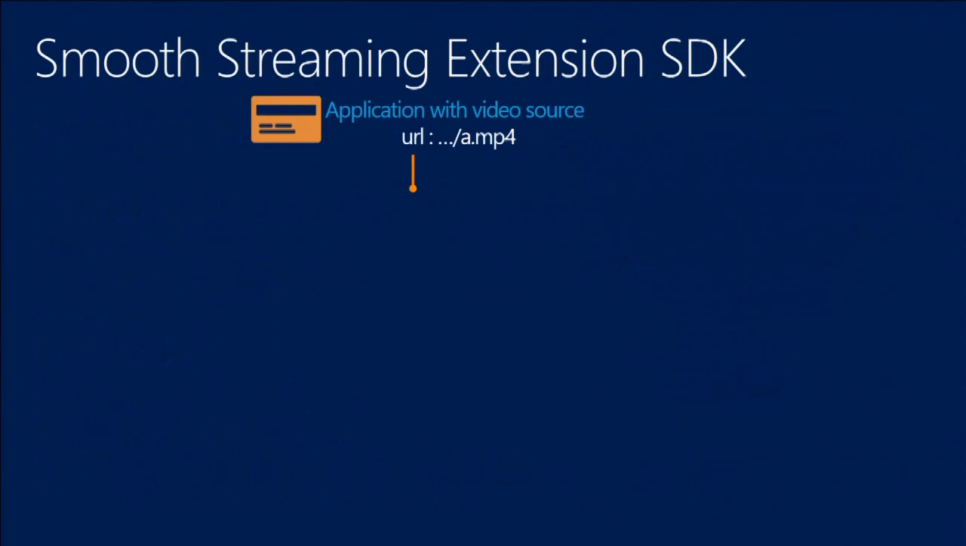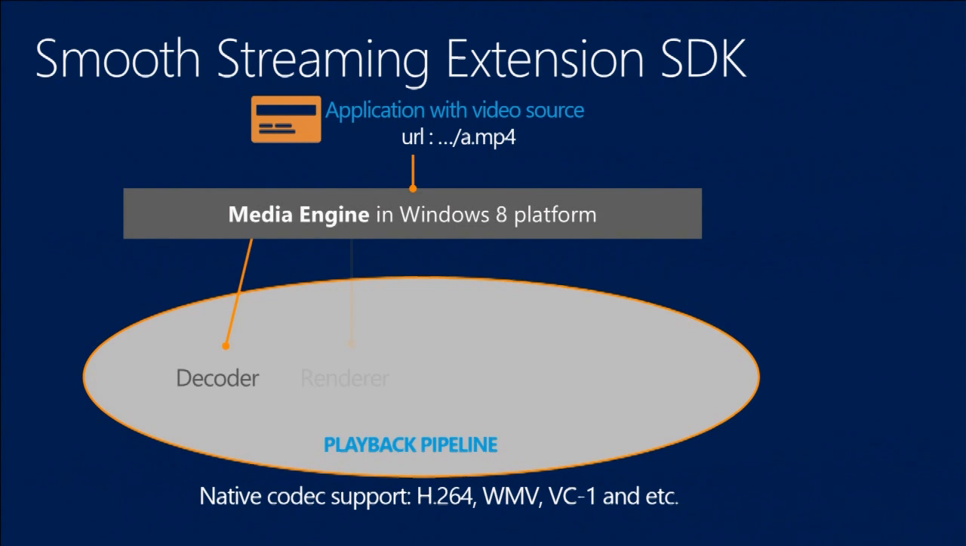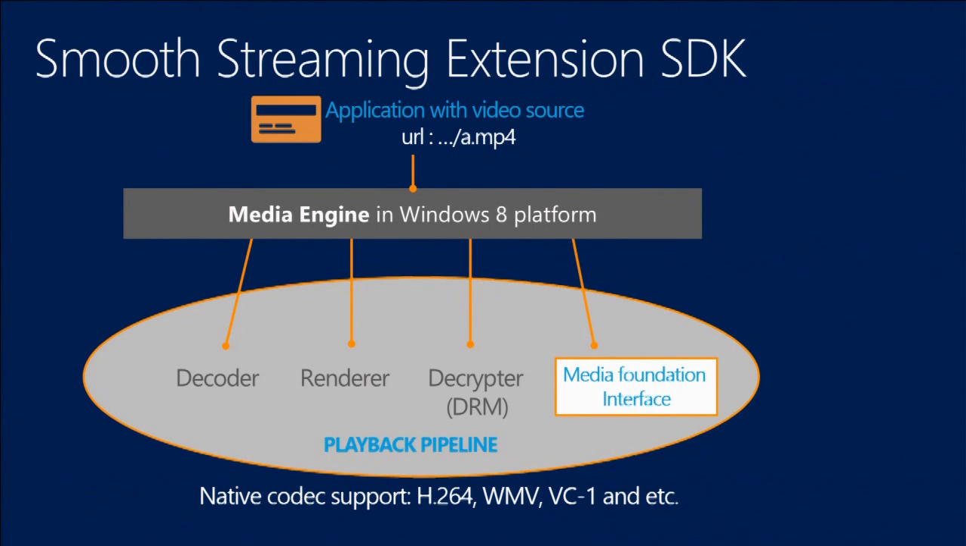So how does it work? If you install and use the Smooth Streaming Extension SDK, let's say that you play a standard MPEG-4 file. The MPEG-4 file will be managed by the media engine natively in Windows 8. And Windows 8 supports natively H.264, Windows Media Video VC-1. It's going to decode and render the video. If there is some DRM, a PlayReady protected stream, it's going also to decrypt it and use the Media Foundation interface.